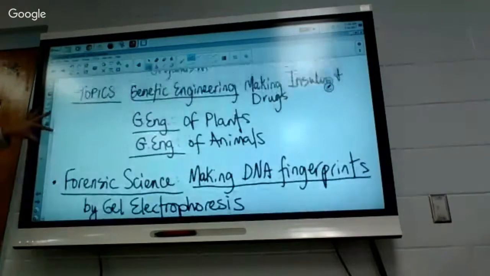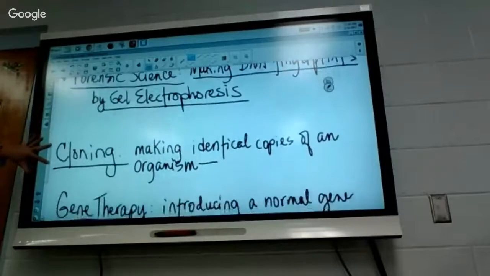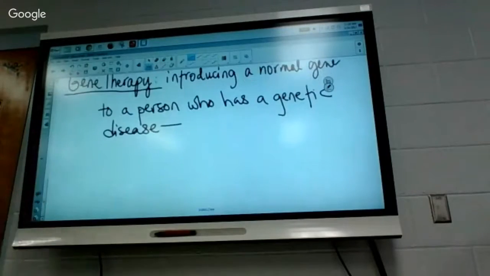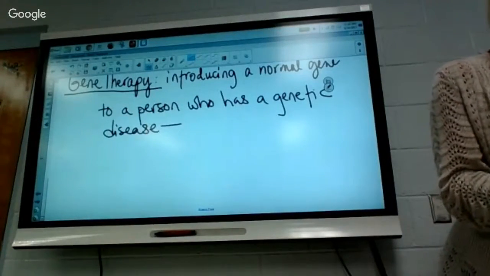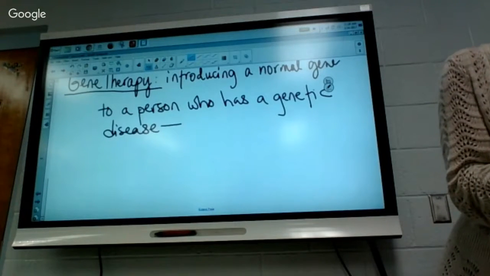All right. So let's see. So we have three genetic engineerings. We have making DNA fingerprints. We have cloning. We have gene therapy. And I feel like I'm missing one. Let me see. I think that's it, actually.